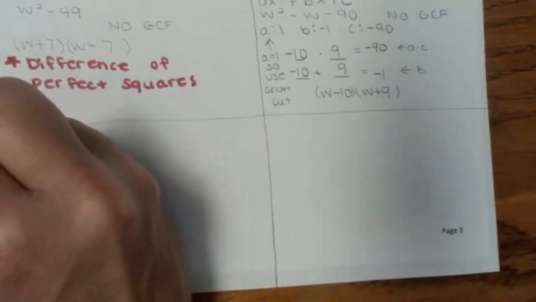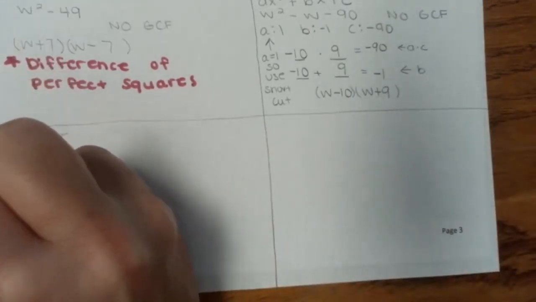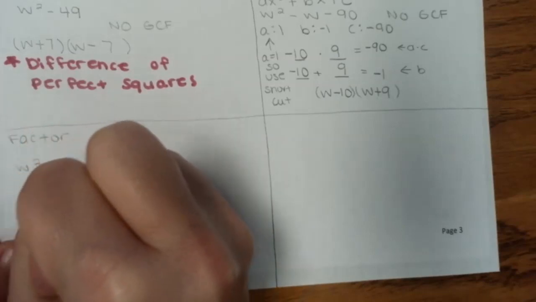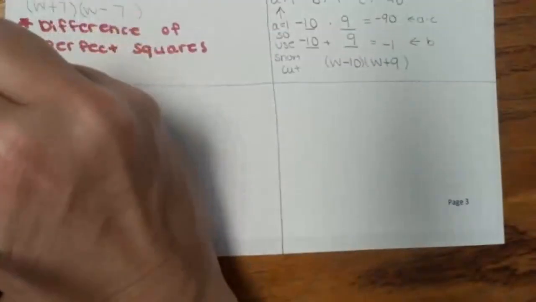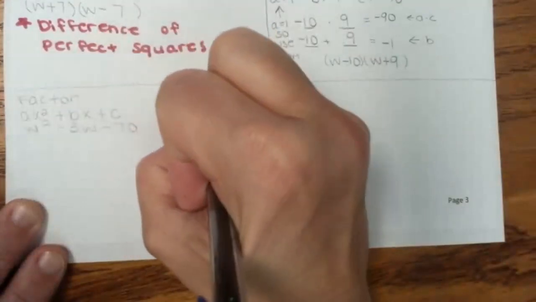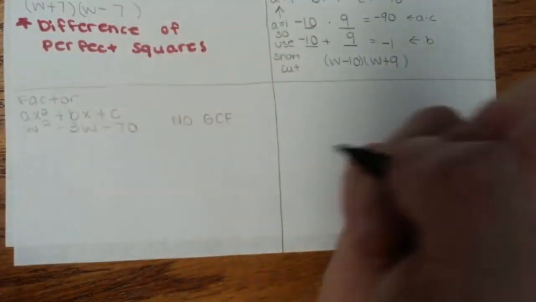All right, so this is going to be to factor w squared minus 3w minus 70. Thankfully, this is in standard form for us. So ax squared plus bx plus c. There is no GCF starting off. Nothing that all three terms have in common.